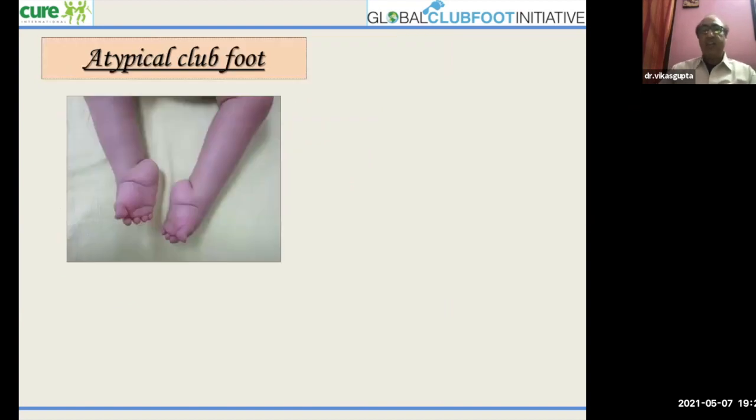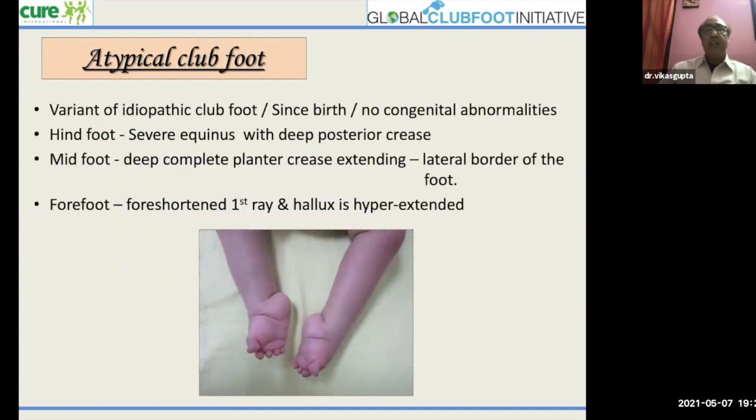I think those who are working in a clubfoot clinic must have seen these feet. Now, these feet are actually a variant of idiopathic clubfoot, where there are no congenital anomalies, and the foot presents like this. The deformities are similar, like cavus, but there is severe equinus and a severe posterior crease, as you can see from this picture. And the contrasting feature is a deep plantar crease which extends almost to the lateral border. In a typical idiopathic clubfoot, the crease does not extend to the lateral border, and the forefoot is foreshortened. You can see the first ray, the great toe, is shortened, and the hallux is hyperextended.